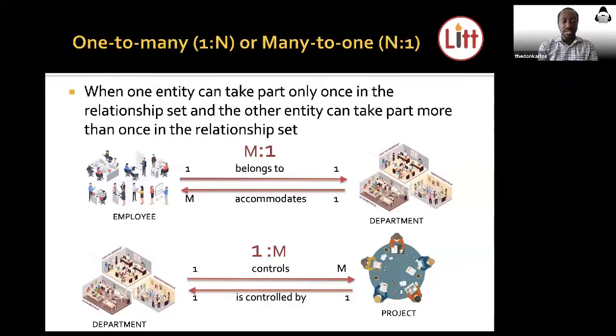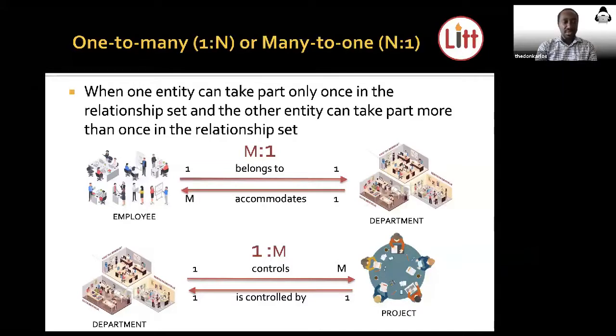This one too, we could just switch the project to the left and the department to the right, and we would end up with a many-to-one relationship. So the one-to-many and many-to-one is mainly about the positioning of the entities. If you swap the entities, the ratio would change, but they both work the same way.